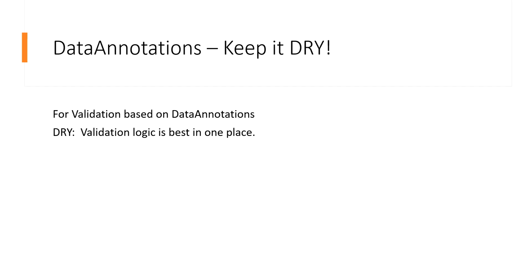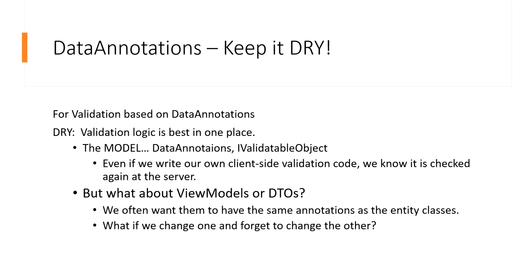You update the one spot that exists, and you have all the other classes inherit, so to speak. That's not the proper term because we aren't doing inheritance here, but basically getting the annotation from the one metadata class. Validation logic is best in one place as well. So in the model, we'll have our data annotations, we'll have our IValidatableObject, bada bing, bada boom. Even if we write our own client-side validation code, we know it's checked again on the server. Perfect.